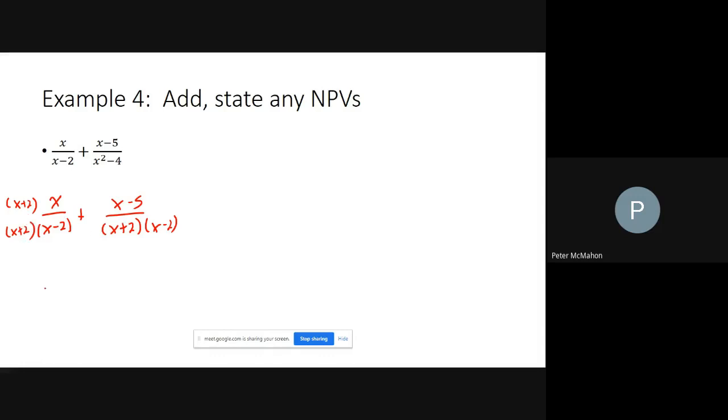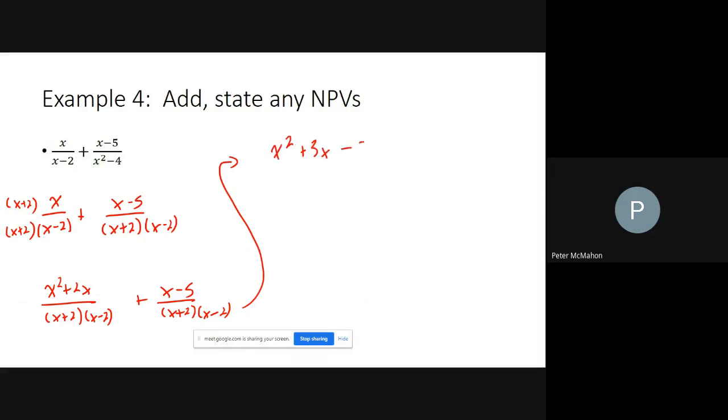I'm just going to multiply the top through. This is x squared plus 2x. I'm going to keep the bottom factored. Okay, and now we can add our numerators. So we have x squared, 2x plus x is 3x, minus 5 over x plus 2, x minus 2. x cannot equal plus or minus 2, for the negative 2 here and the positive 2 for this one here.